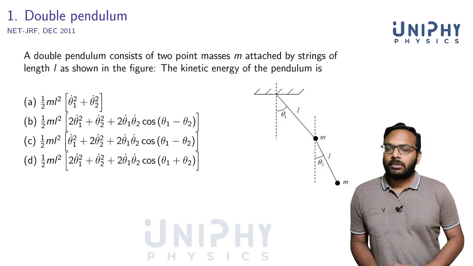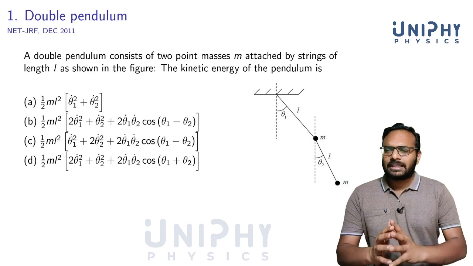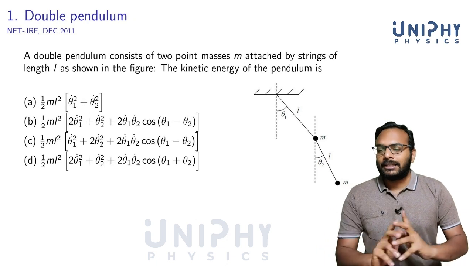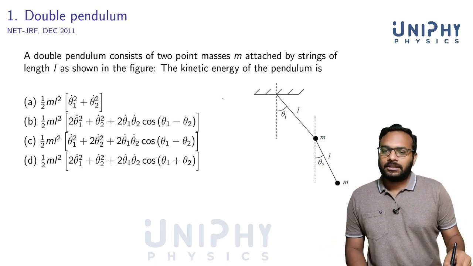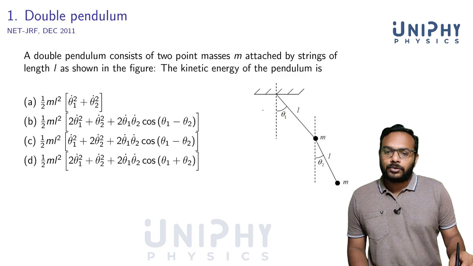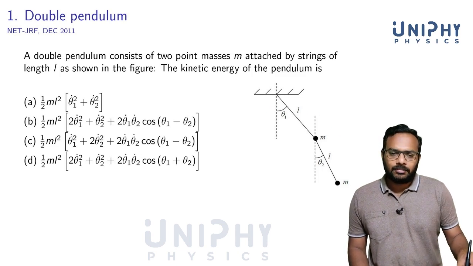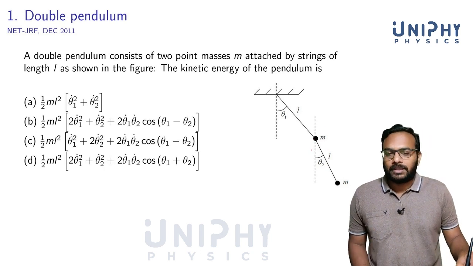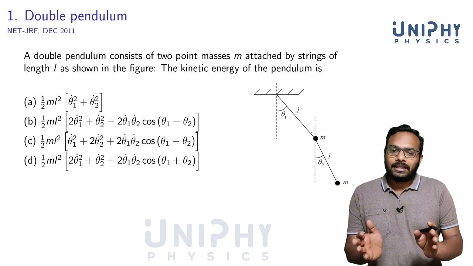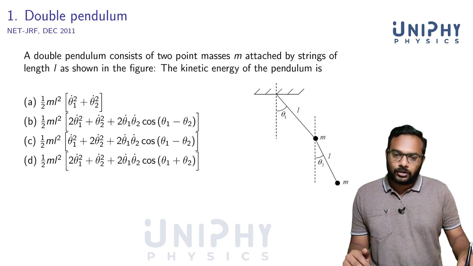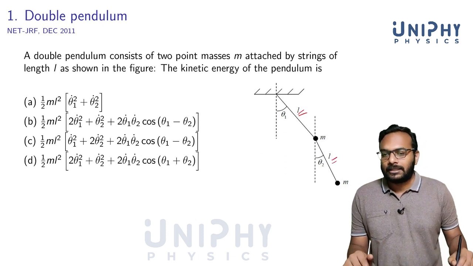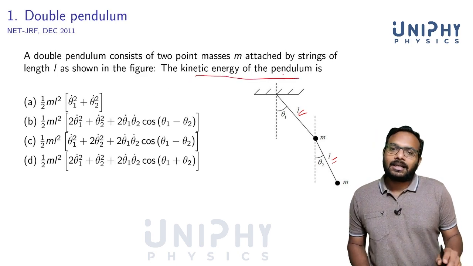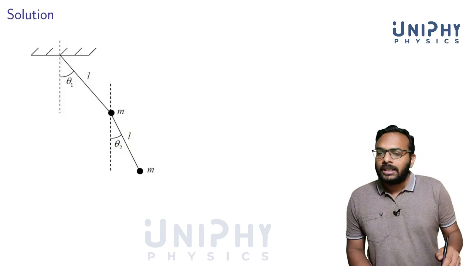Okay? The first problem is of a double pendulum. This was asked for the NET JRF exam in December 2011. Alright. So in this situation, a double pendulum. What's a double pendulum? It consists of 2 point masses m. So it's one simple pendulum here and another simple pendulum attached to the bob of the first simple pendulum. That's called a double pendulum. Luckily here the masses of both bobs are the same and also the lengths are the same, which makes life easier. We are just asked to find the kinetic energy of the pendulum. Alright. So here's the situation.